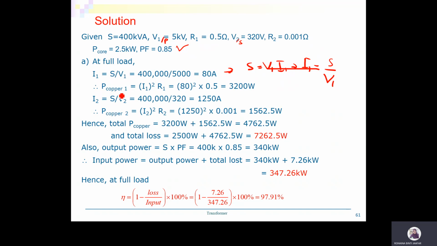Therefore P copper at primary equals I primary square times R primary, equals the current squared times 0.5, where 0.5 is your primary winding resistance. You will get 3200 watt. Okay, next step, you have to find I secondary. So S equals, for this one you assume an ideal transformer where S primary equals S secondary.